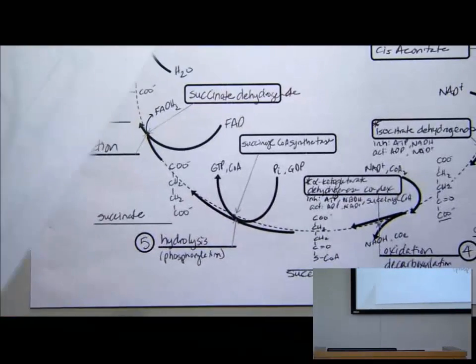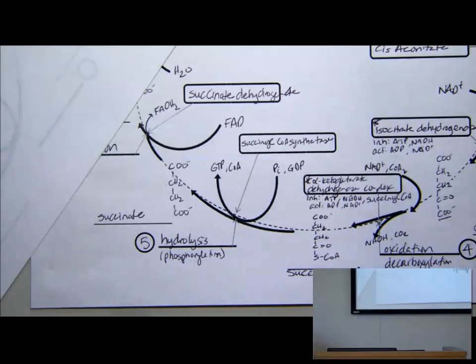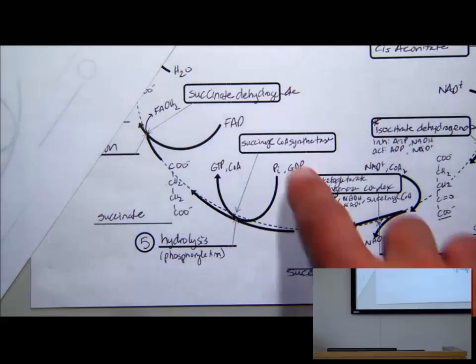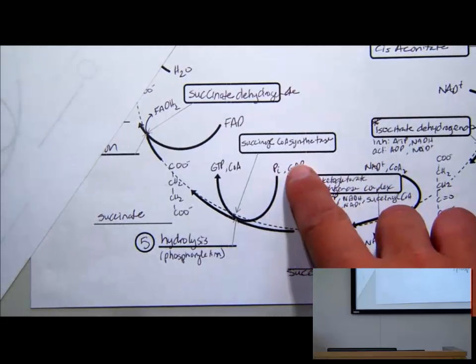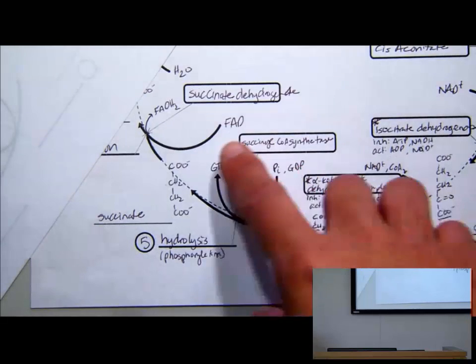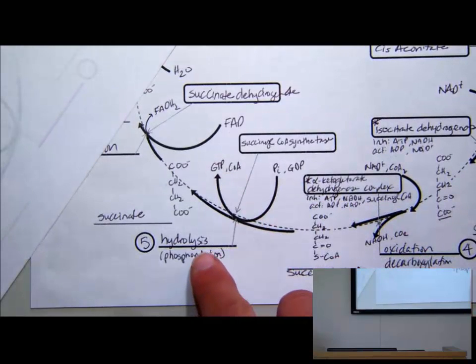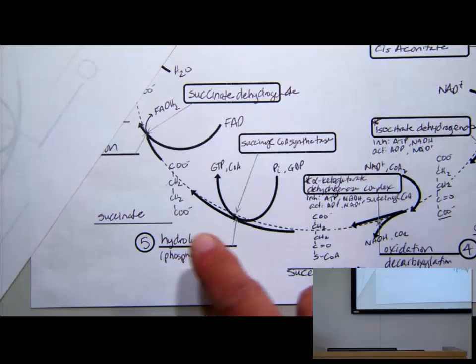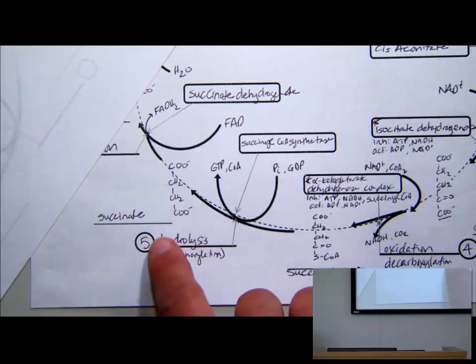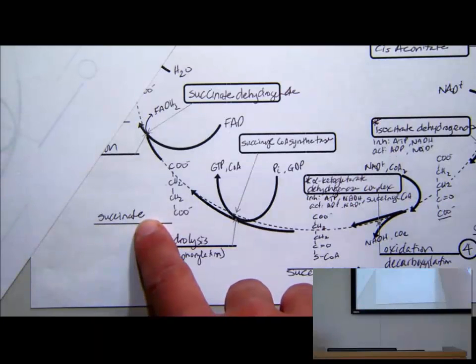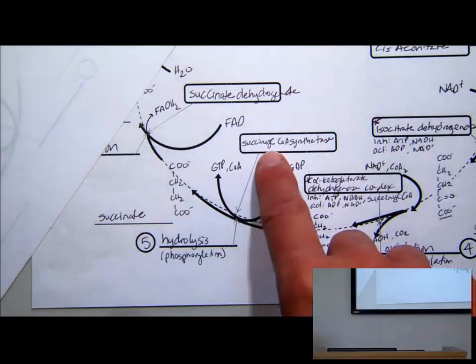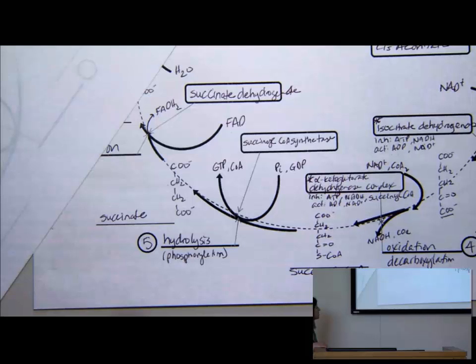Focus on that. So here we have our succinyl-CoA. We put in an inorganic phosphate and a GDP and get GTP and coenzyme A. You can call this either a hydrolysis or a phosphorylation, or both. We get succinate, a symmetrical molecule. And the enzyme is succinyl-CoA synthetase. Notice how succinate is a symmetrical molecule.